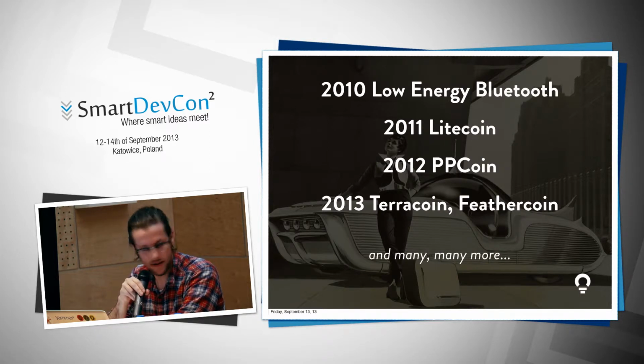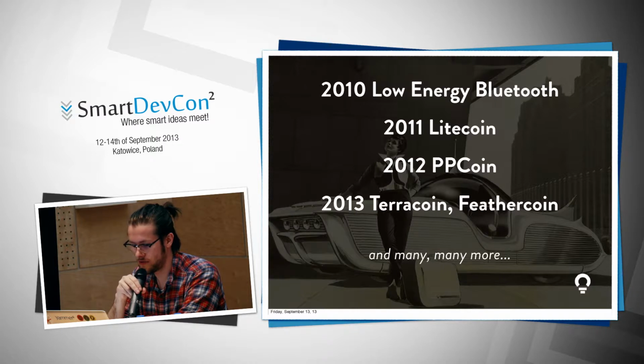So we have 2010, the introduction of low-energy Bluetooth, which is very important for point-of-sale systems, which are now emerging. Exactly. You probably heard of some low-energy Bluetooth devices out there. In 2011, we have Litecoin, then we have PPCoin. If anyone wants to mine Litecoins, you can still use graphics cards to do it. As you see, the market of cryptocurrencies is flowering. In 2013, we have TerraCoin, Feathercoin, and many, many more.